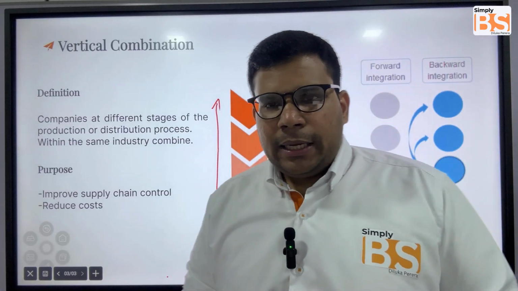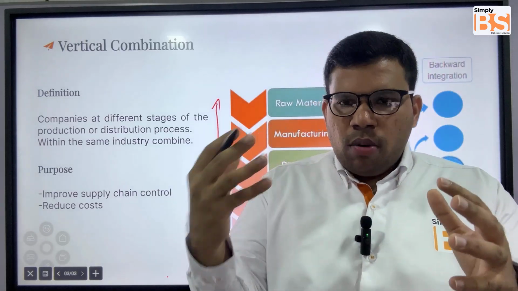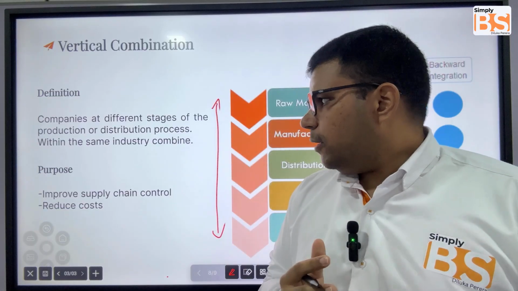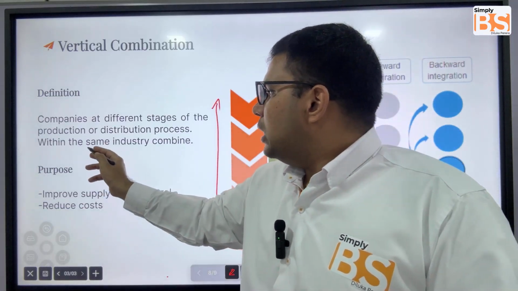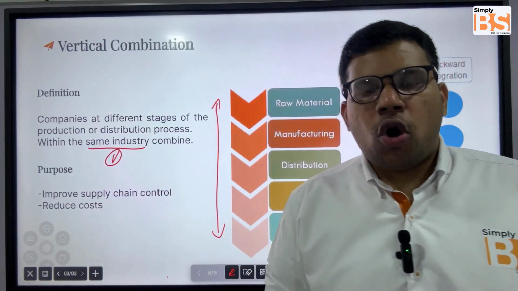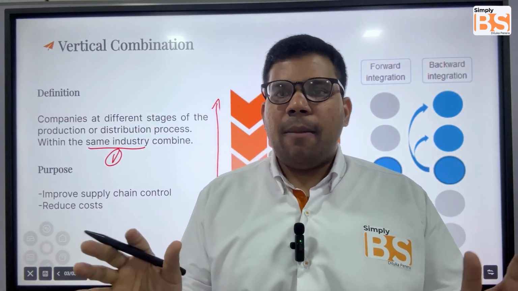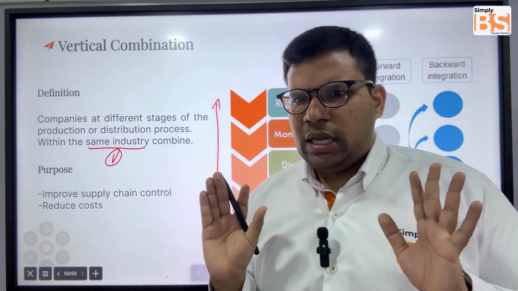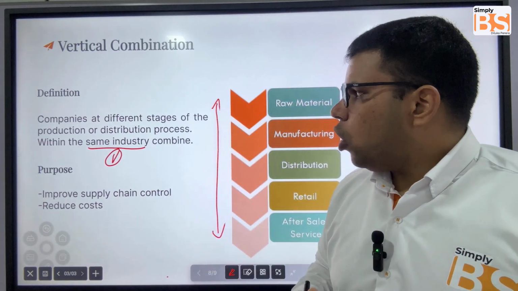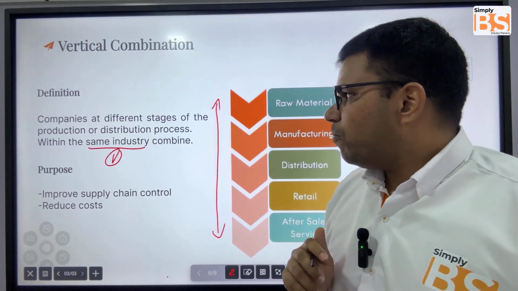This is where two or more companies who are in the same industry combine. That's the first condition. The combination, the merger or the acquisition, could occur between companies who are in the same industry, just as usual in the horizontal combination. But the second condition is different.